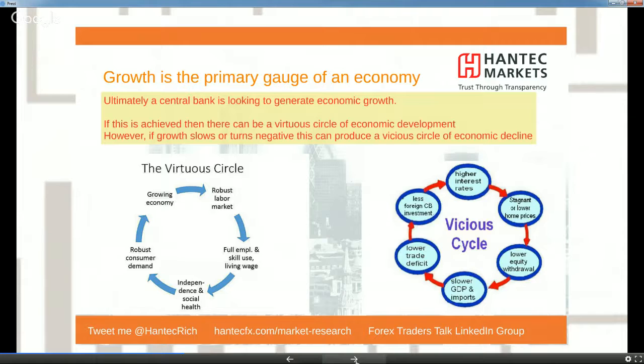But the opposite of that is where you start to see a slowdown. You see unemployment rising, people have less money to spend, they don't spend in the shops, therefore consumer spending goes down, economic growth suffers, and it enters into a cycle of reversing the economic growth that had been in place. So economic growth is very important in terms of how the economy is performing.